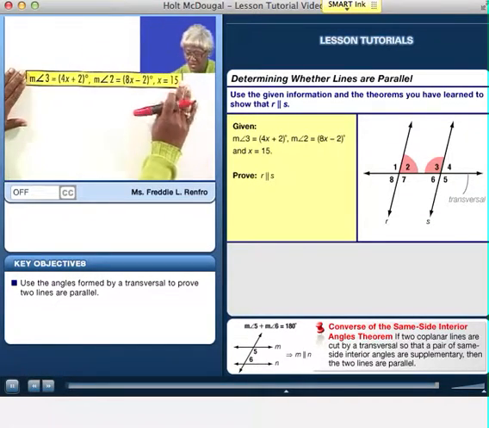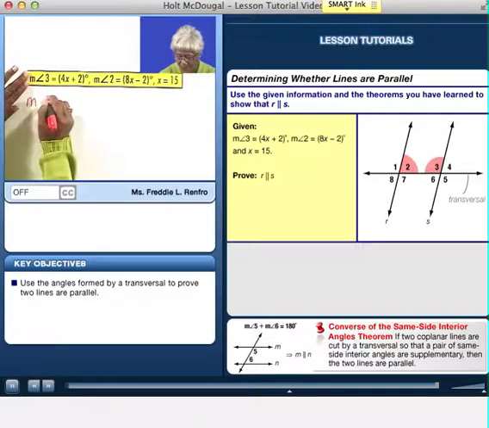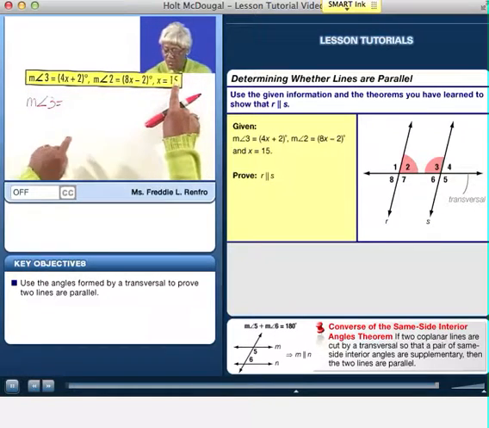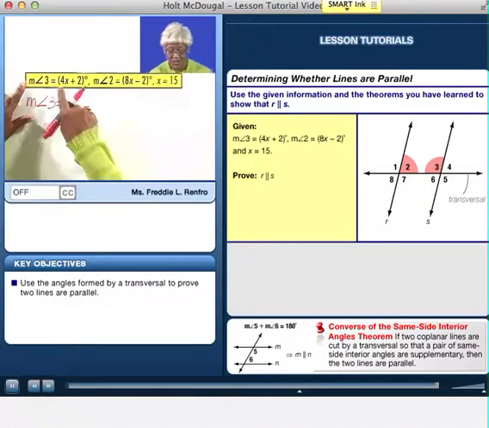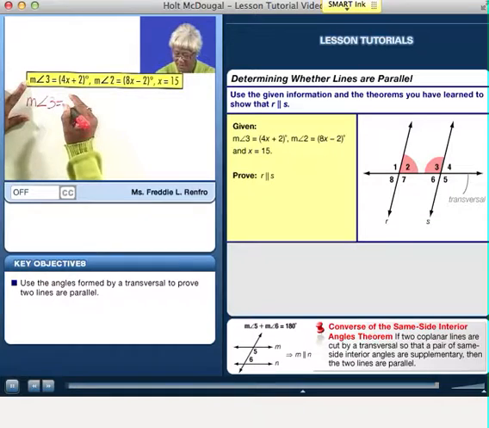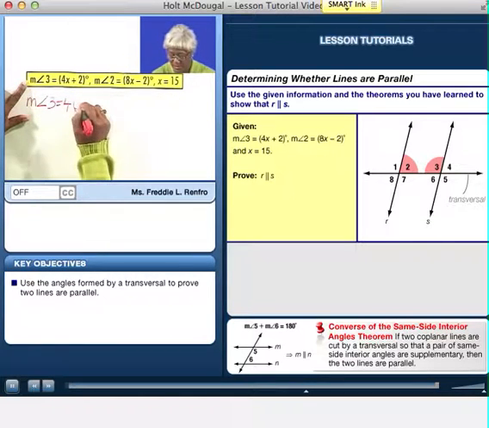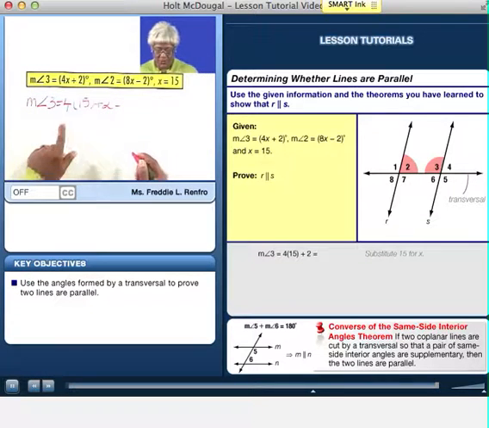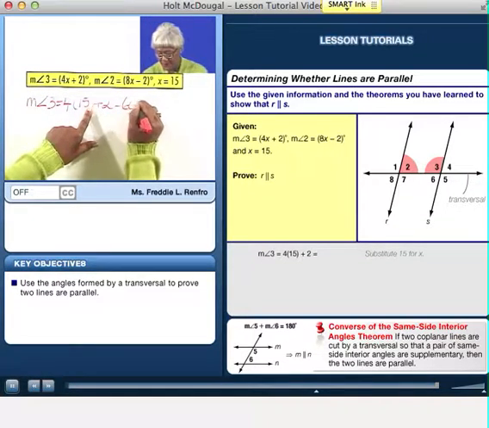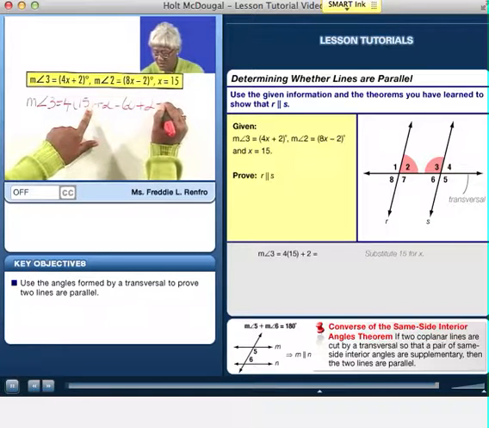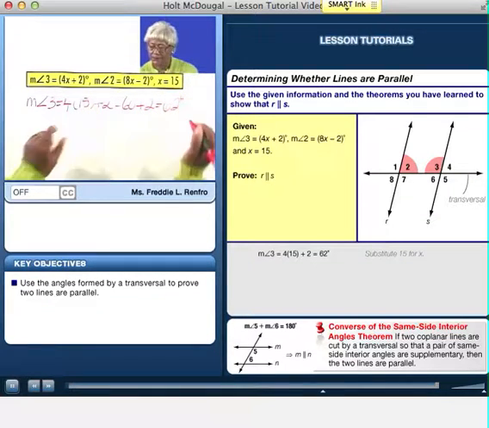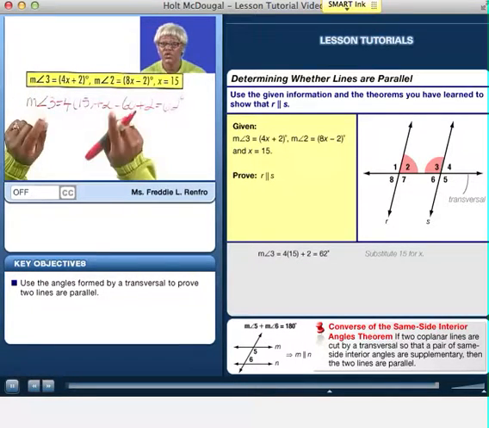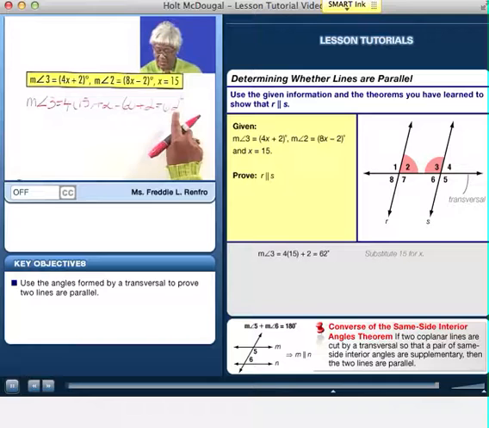All right, we have the measure of angle 3 equal to 4x plus 2. Since we're given x is 15, I'm going to substitute 15 in place of x. That's 4 times 15 plus 2. And that's equal to 4 times 15 is 60, plus 2. And that's 62 degrees. Remember, we're trying to show that these two angles added together should equal 180. Well, I have one of them.